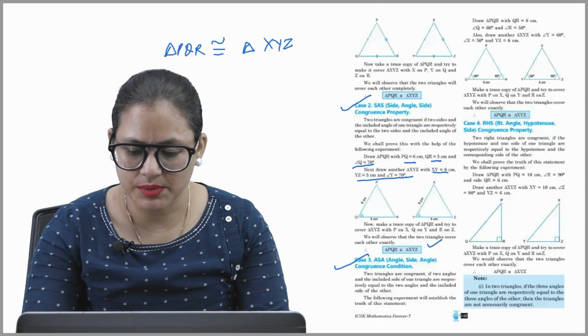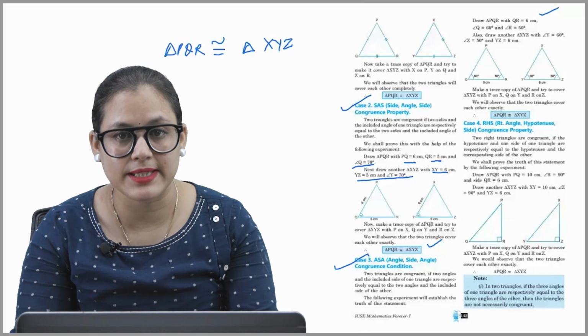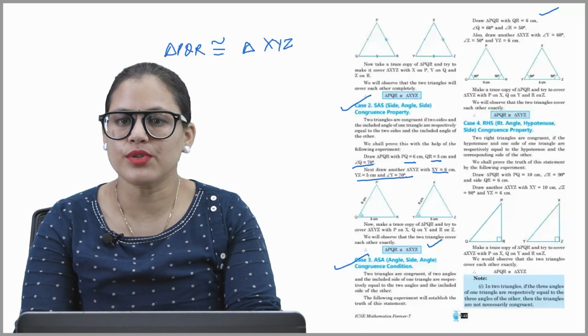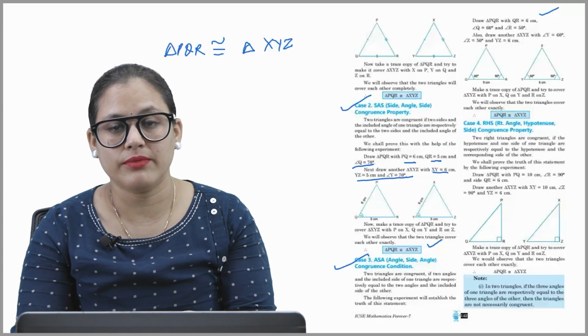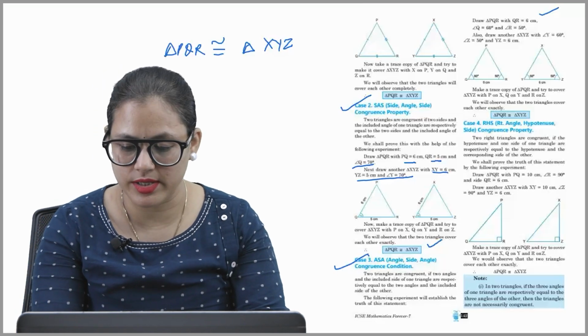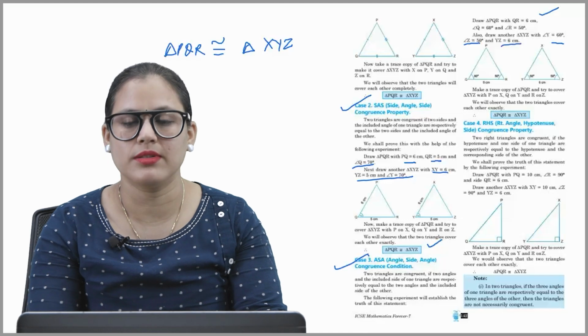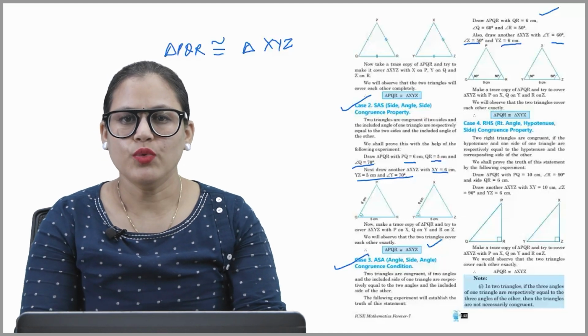Draw triangle PQR where QR is equal to 6 cm, angle Q is equal to 60 degrees and angle R is equal to 50 degrees. Also draw another triangle XYZ with angle Y equal to 60 degrees, angle Z equal to 50 degrees and YZ equal to 6 cm. Now what will you do?